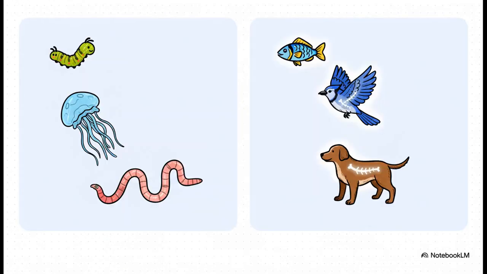So this is really the fundamental split. On one side, you have the invertebrates, no backbone. We're talking everything from insects and spiders to jellyfish and worms. On the other side, you've got us, the vertebrates, defined by our internal skeleton. And it's that backbone that allows for things like our super complex nervous systems. They're just two completely different ways to build an animal.